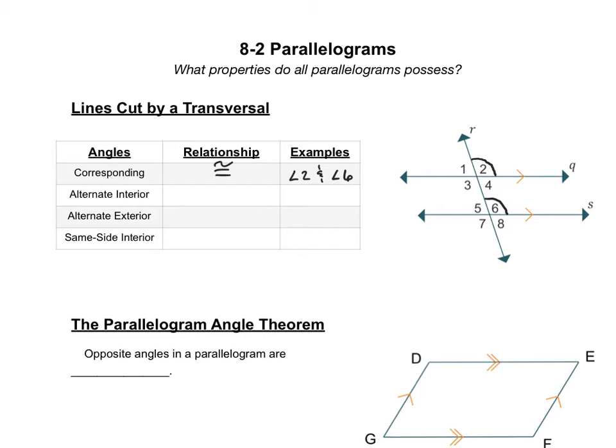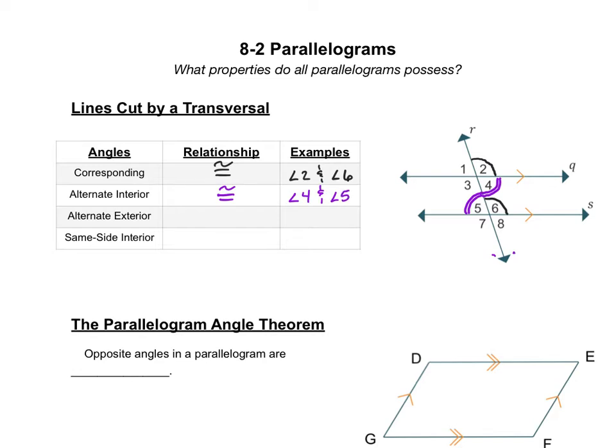Now, alternate interior angles. Interior means that they're between our two parallel lines. And alternate means they're on alternating sides of our transversal. Angle 5 would be interior, and then angle 4 would be its alternate interior angle. So we have 4 and 5 as alternate interior angles, and those two are going to be congruent.